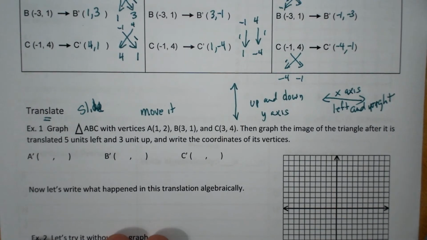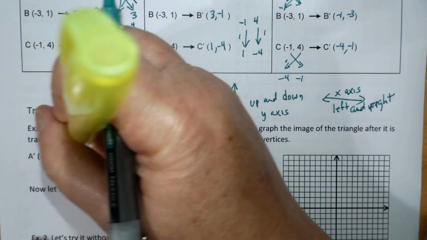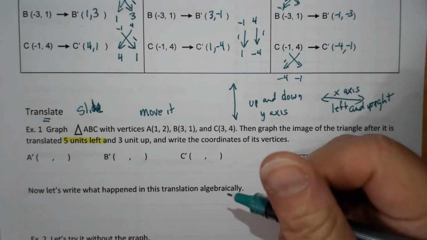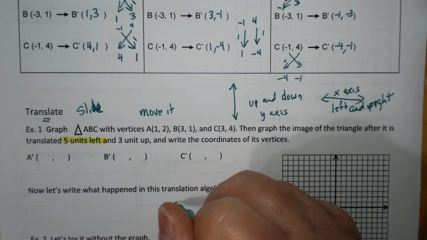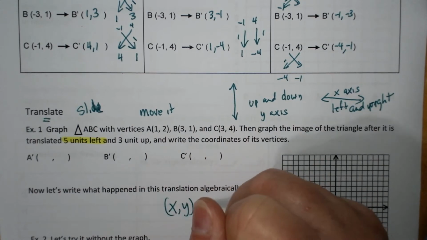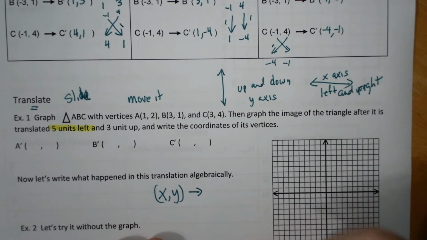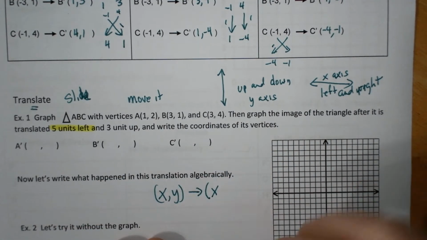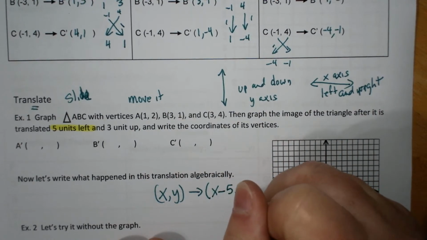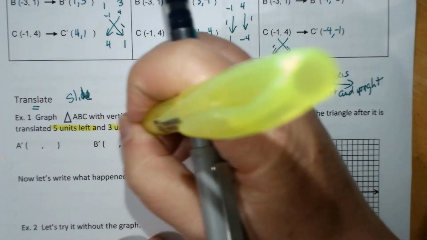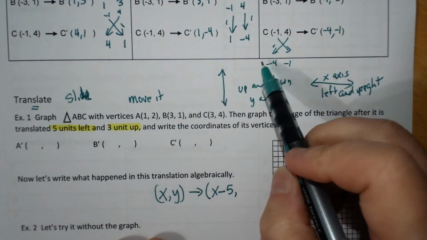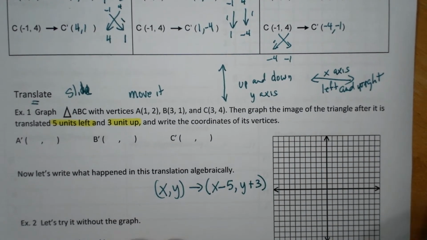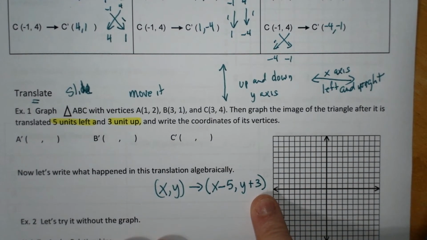The graph of the image, 5 units left. So I have to think which variable moves left, x. So we're going to xy is transformed. I take x to the left, and when I go left, I'm going into the negative, so I'm subtracting 5. And 3 units up, which variable takes up? Up is the y-axis, so I'm moving it up. That's how it is written algebraically.